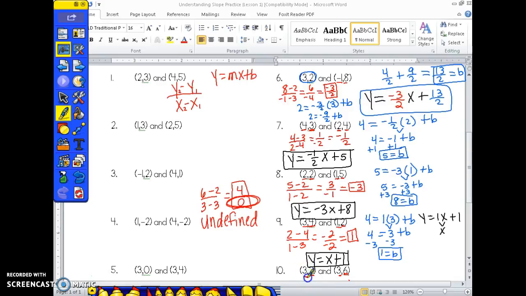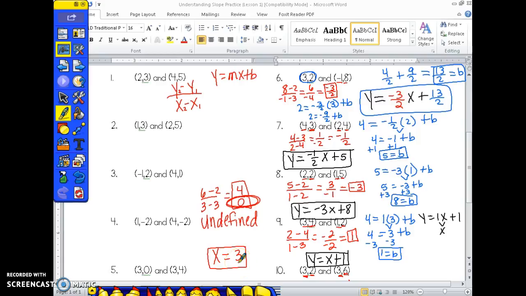For both pairs, 3 is the x for both ordered pairs. So if x is 3, then x equals 3. It doesn't have a slope, so I cannot write it in slope-intercept form, but I can name this equation. This equation is x equals 3.